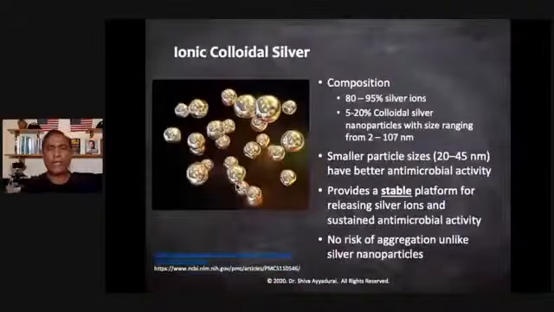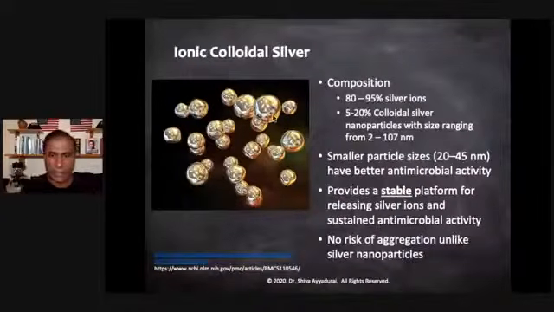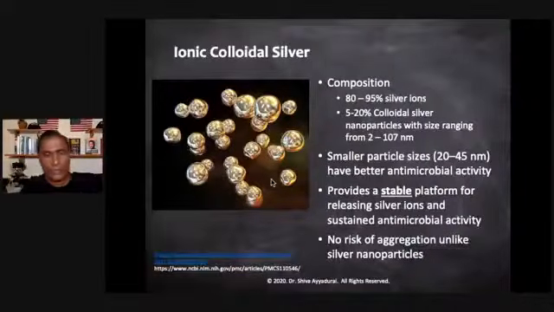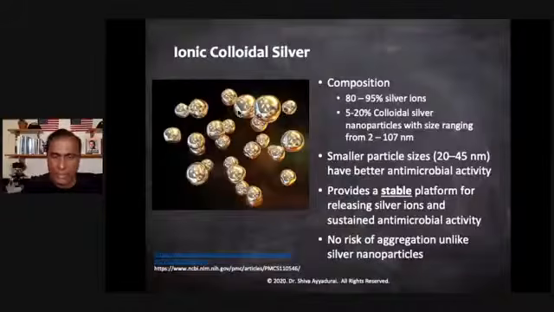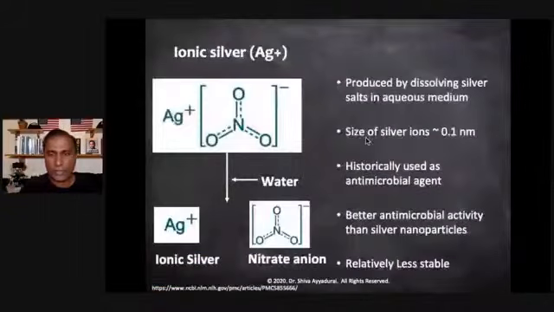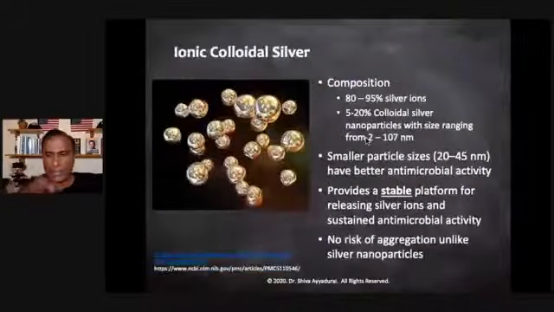Okay, the third one is ionic colloidal silver. What looks like this. A colloid is really a suspension of a solid in a liquid. So here you notice they're varying sizes of these particles, and they're not just nanoparticles, they're both nanoparticles and ions. Typically colloidal silver is like a liquid, and these are suspended in there. Typically the composition is around 80 to 95% silver ion, and the other 5 to 20% is nanoparticle. So it's literally a combination of this and this, okay? That's what it makes up.